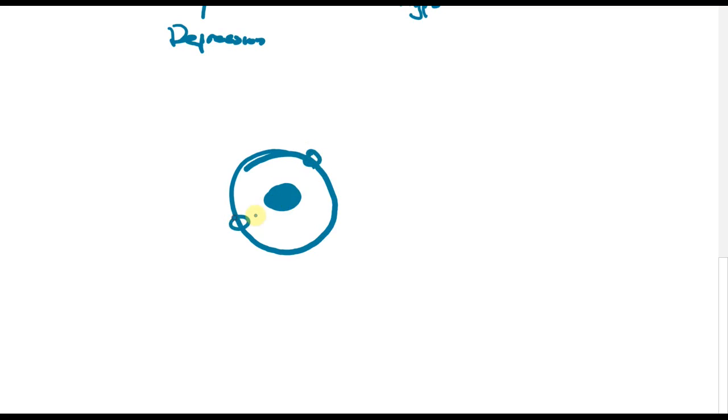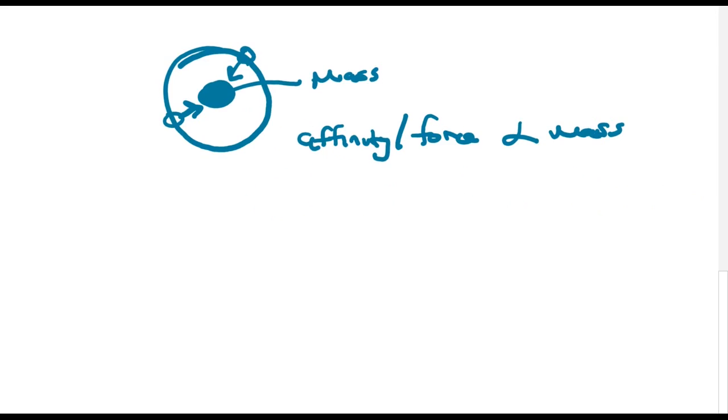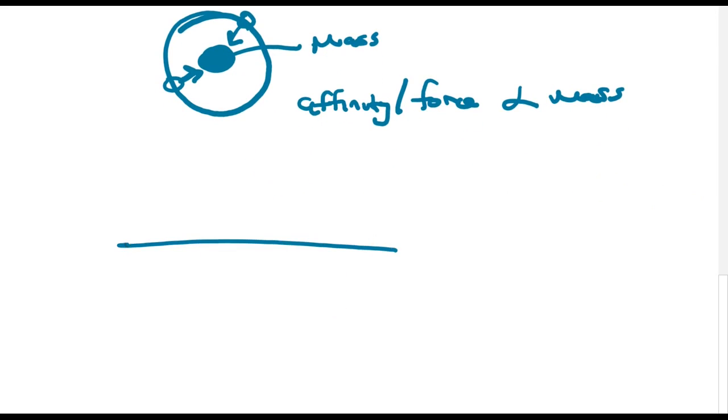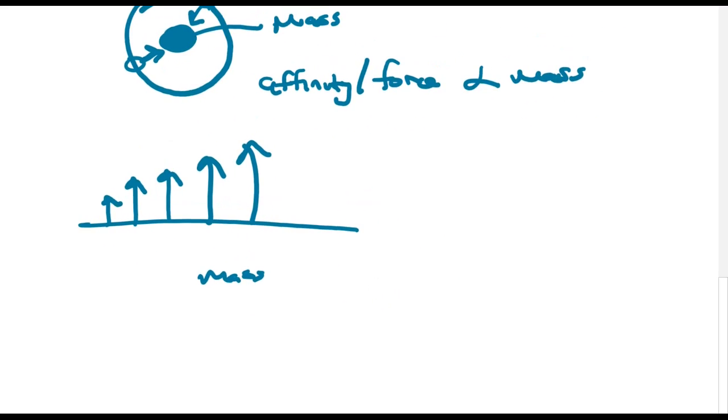So there's electrons right here, and there's an affinity towards the nucleus. This has a mass. So the affinity or force is proportional to mass. So basically it feels like a vector. So this is like masses increase. It's not necessarily linear, but this is why we have gravity, because the Earth has a core.